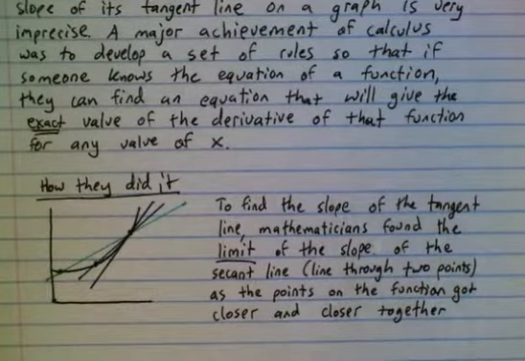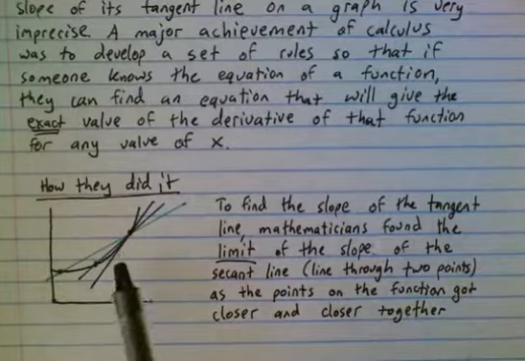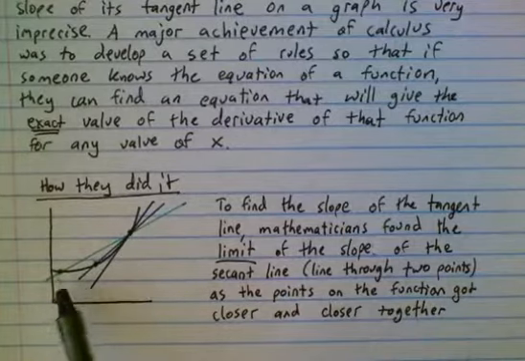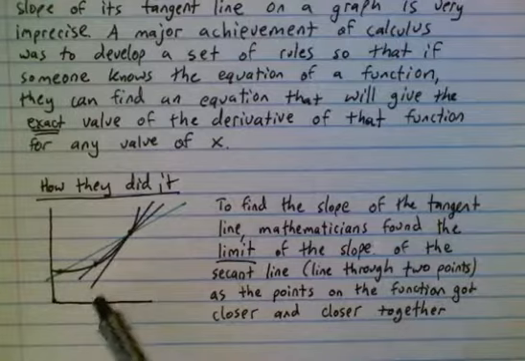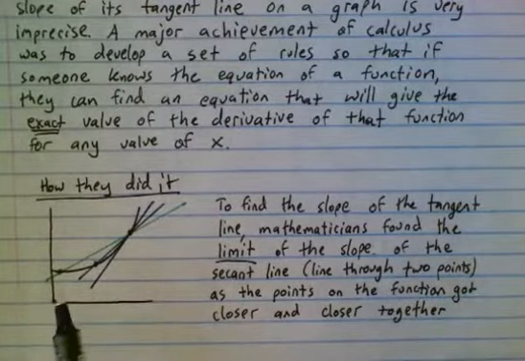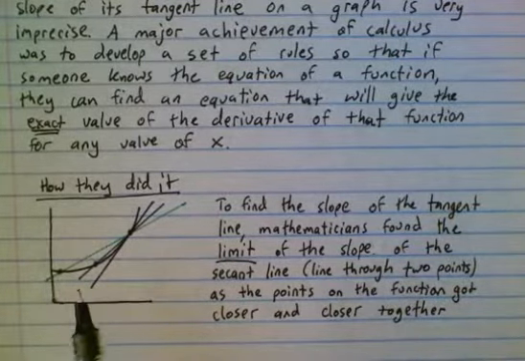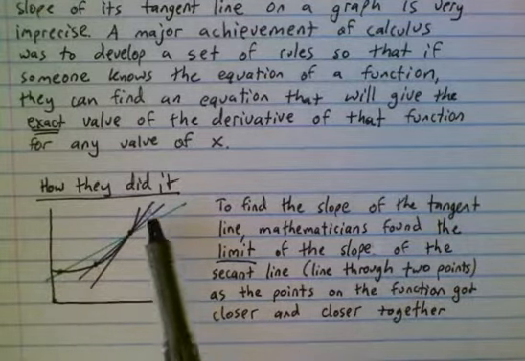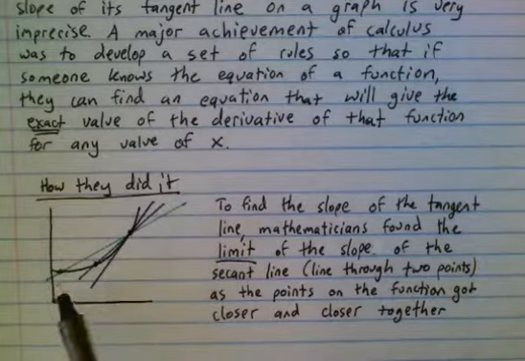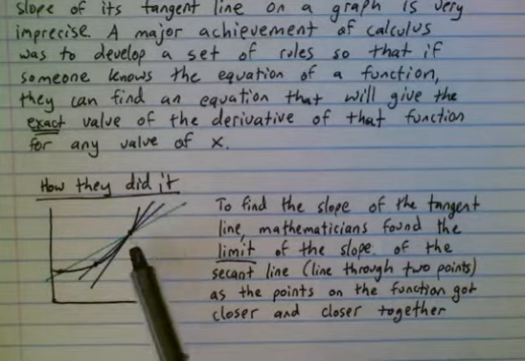So really how they found the rules for the derivatives is they took the limit of the slopes of the secant lines. The secant line just goes through two points where the tangent line just brushes at one point. Mathematicians found the limit of the slope of the secant line as the points on the function got closer and closer together. So moving from this first blue line, finally to this purple line, notice that the slope of the line is getting closer and closer to the slope of the tangent line.